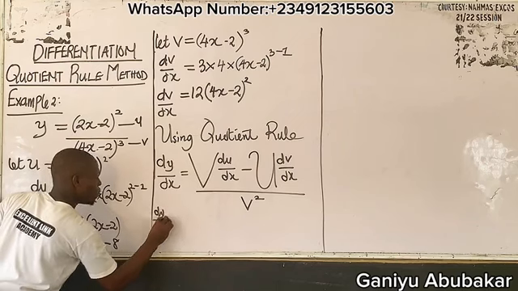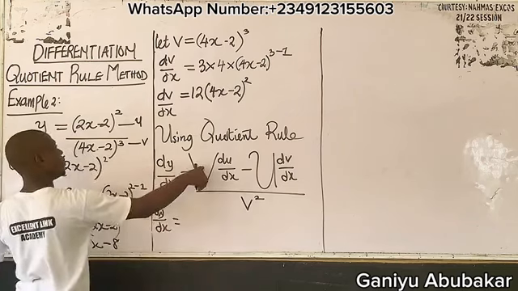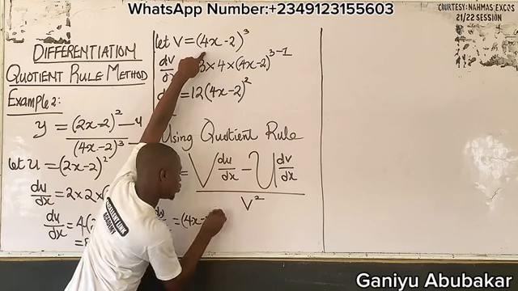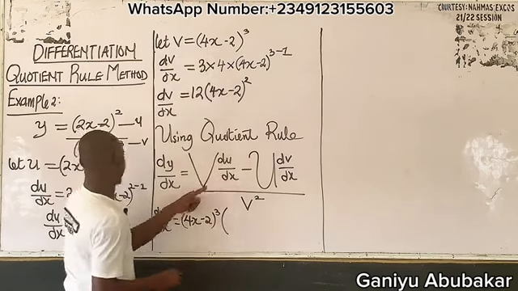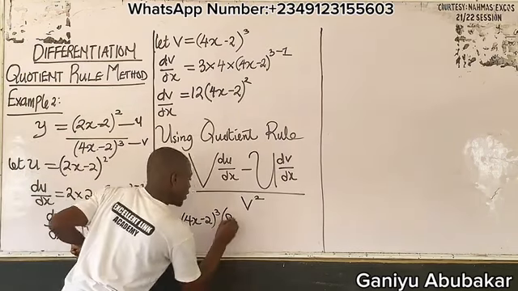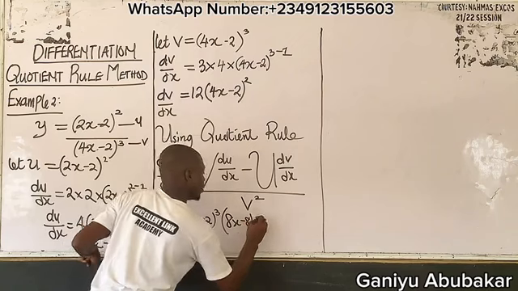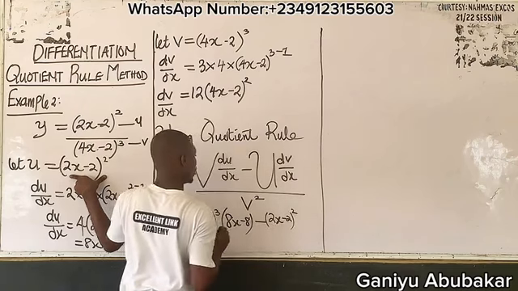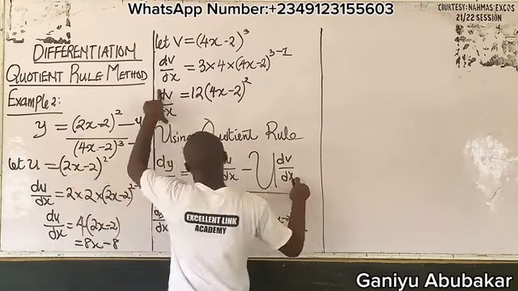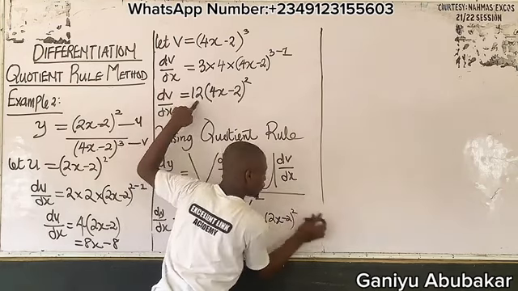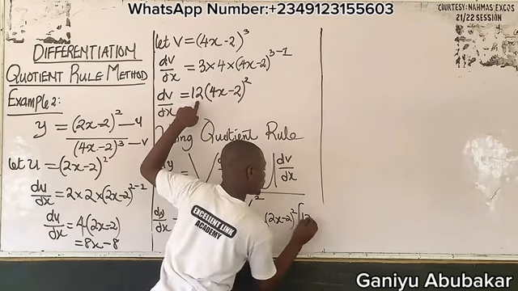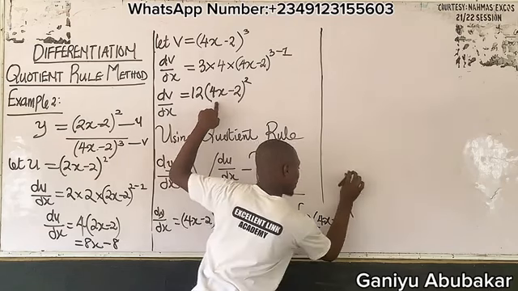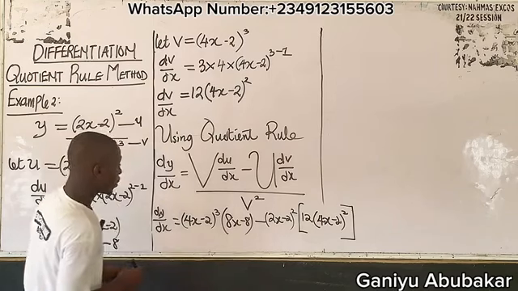From here, I have that dy/dx is equal to, what's v? Of course, this v, that's 4x minus 2 all cubed, into, what's du/dx? Of course, du/dx is just 8x minus 8, minus, what's u? Of course, u is 2x minus 2 all squared, into, what's dv/dx? dv/dx is this. So I had to open a square bracket. That's 12 into 4x minus 2 all squared. That's the value for dv/dx.